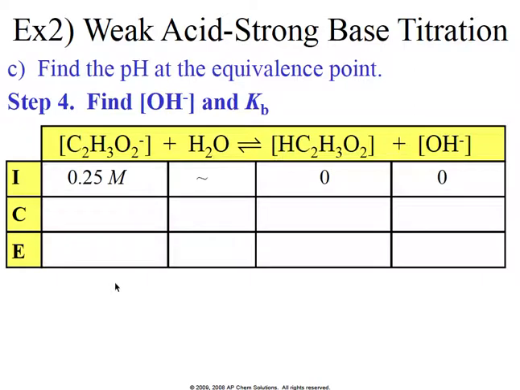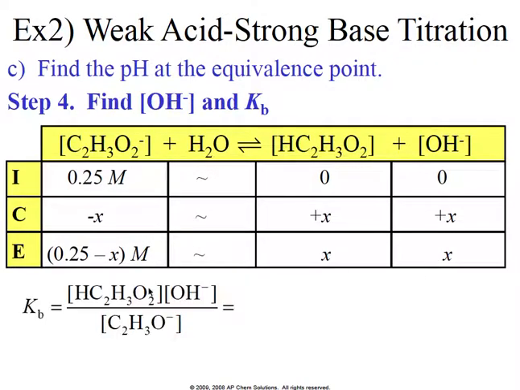At the beginning, we have the acetate as 0.25. Remember, there's no acetic acid left. The acetate is going to react with the water, but water is a pure liquid, so we don't worry about it, to create acetic acid. So here, we subtract x and add x. So of course, 0.25 minus x, and this is now x and x. Remember, we're at base now, so we're going to place it into the Kb expression.